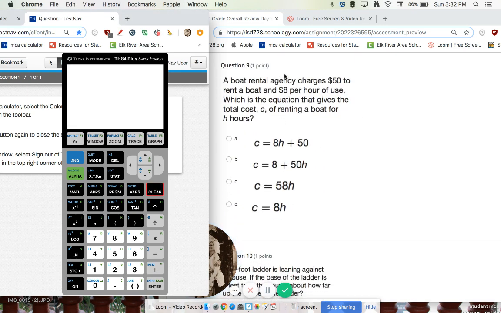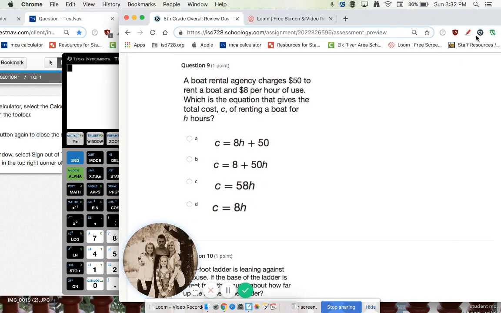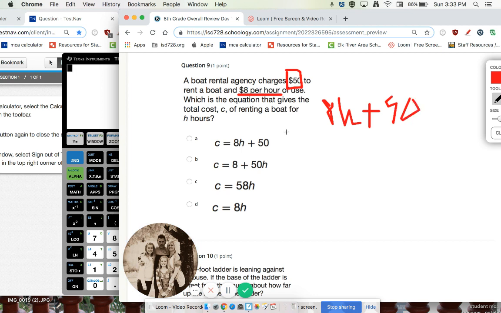Number 9. A boat rental agency charges $50 to rent a boat and $8 per hour of use. Which is the equation that gives the total cost C of renting a boat for 8 hours? So I want to know what is my constant rate of change. My constant rate of change is my $8 an hour. So that is what should stick to the variable, because I don't know how many hours I'm going. So it should be 8 times your hour, and then you have this random $50 fee to rent the boat, so you would add the $50 to rent. So 8 times the hour plus 50.